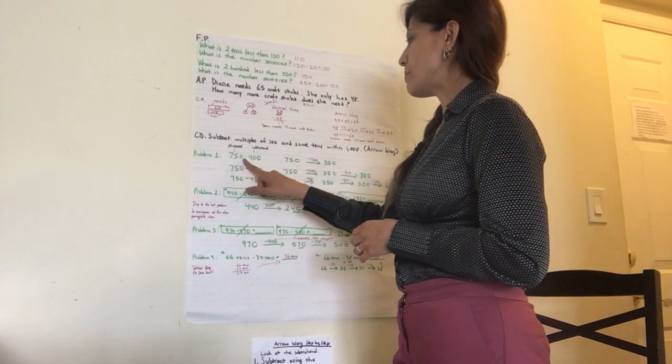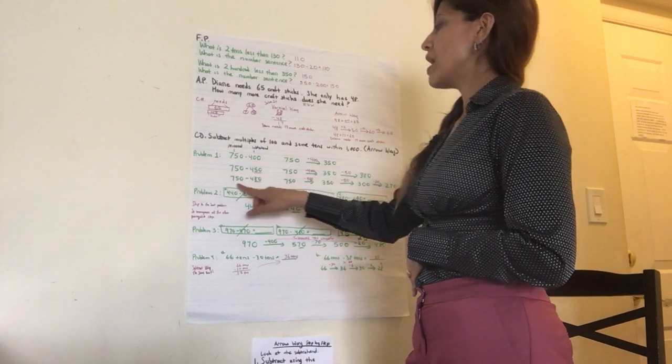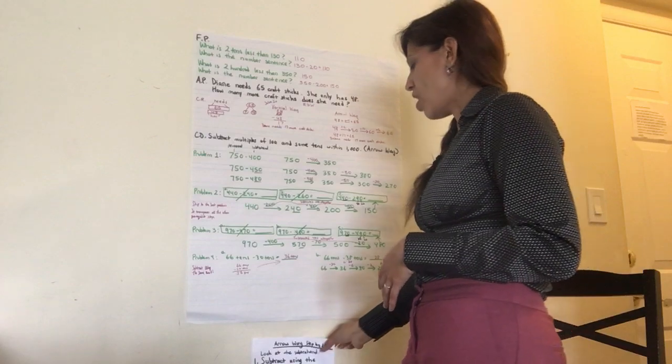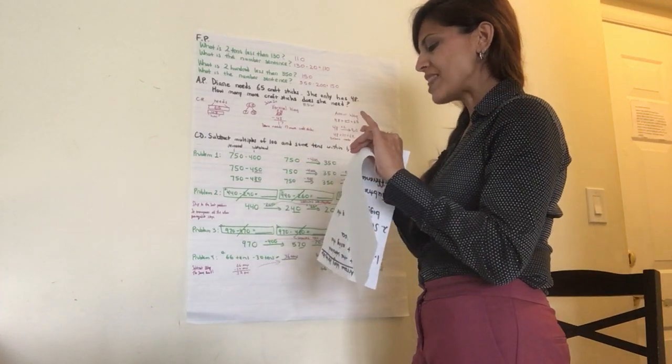So 750 minus 400, 750 minus 450. This is problem 1. 750 minus 480. How do we solve this? Okay, using the arrow way. Basic, we're going to look at these steps.